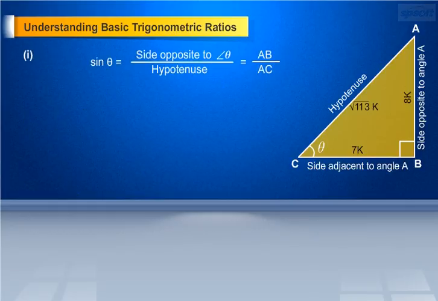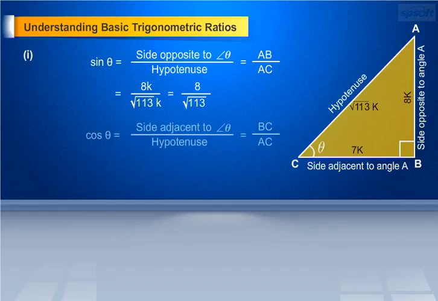Now let us find the value of sin theta and cos theta. As we know that sin theta equals opposite side to angle theta by hypotenuse, we get sin theta equals AB by AC. On substituting the values of AB equals 8k and AC equals root 113 k, we get sin theta equals 8k by root 113 k. This implies that sin theta equals 8 by root 113. Similarly, we know that cos theta equals adjacent side to angle theta by hypotenuse, we get cos theta equals BC by AC. On substituting values of BC equals 7k and AC equals root 113 k, we get cos theta equals 7k by root 113 k. This implies that cos theta equals 7 by root 113.